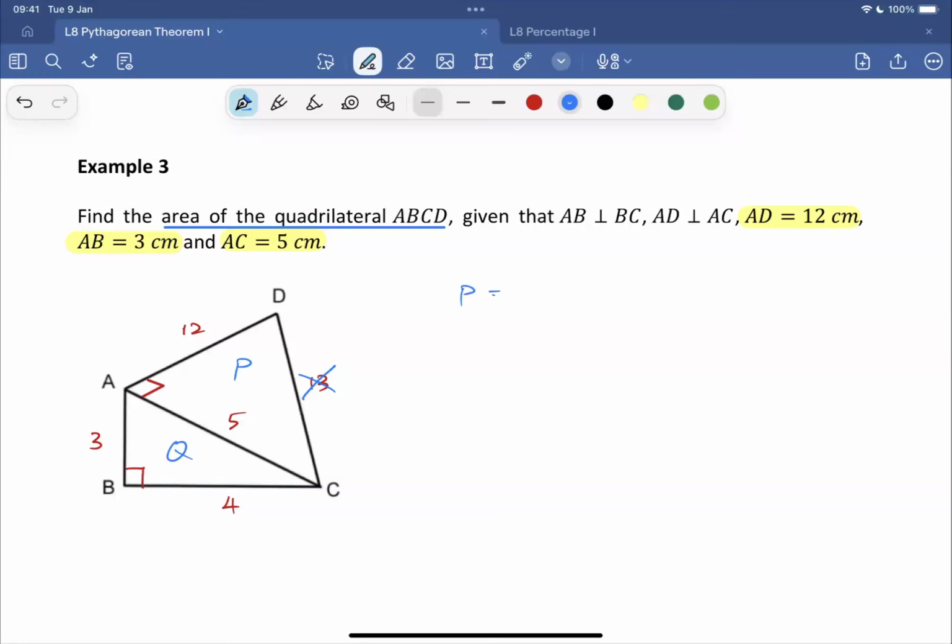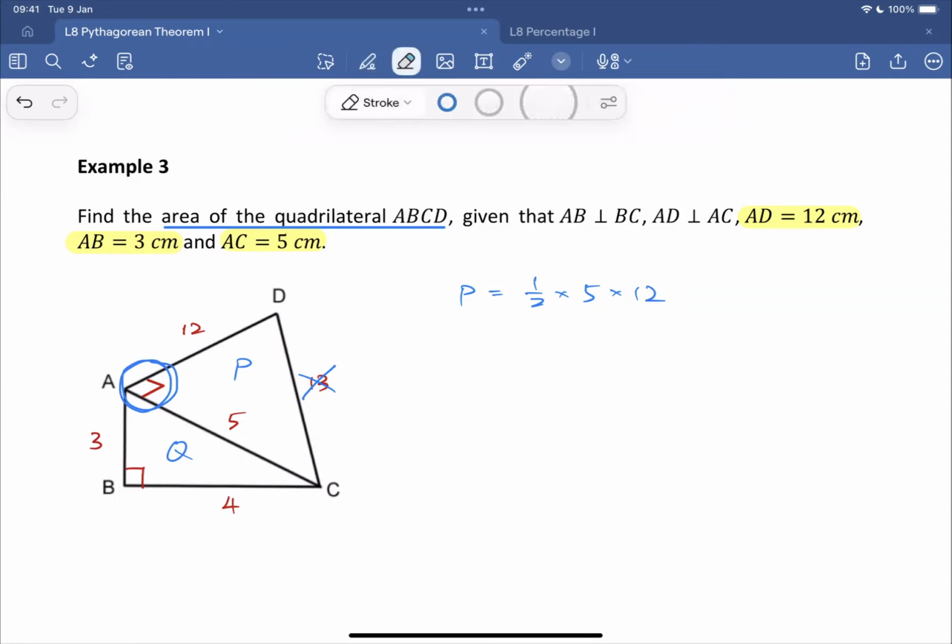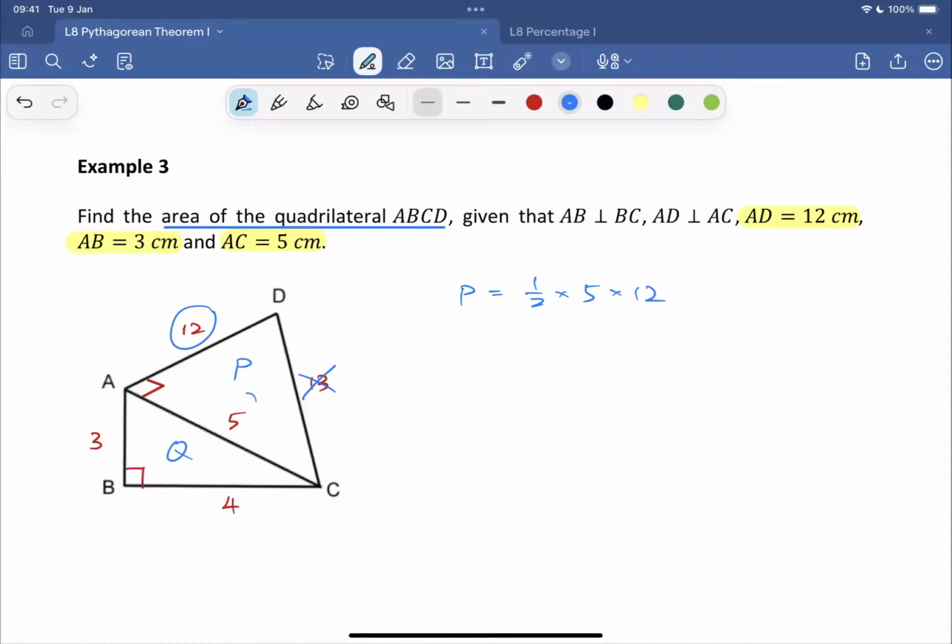Triangle P. Half times the base times the height. The base and the height must be 90 degrees to each other. The base and the height of a triangle is perpendicular to each other, right? So you look for the 90 degrees. This is the base, this is the height. Or you can say that this is the base, this is the height. Up to you. So it is half times 5 times 12, and we will get 30. And what is the area of triangle Q?